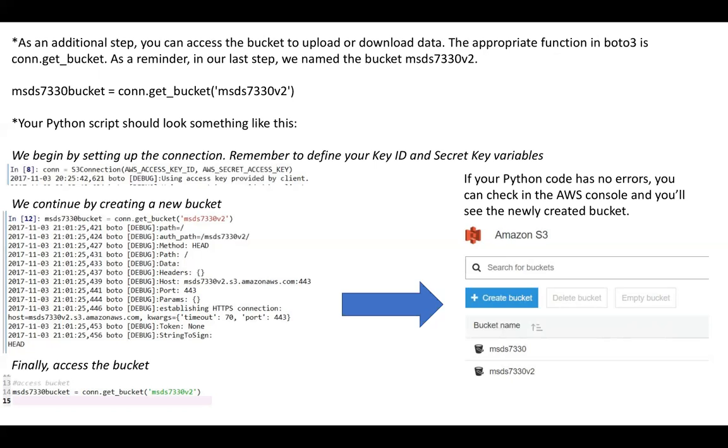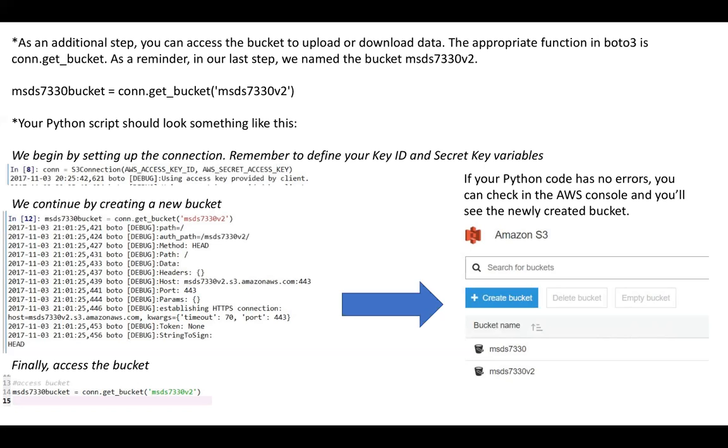I know this may be a bit repetitive, but just to make sure we cover all bases, we will go through it in detail. We begin by setting up the connection. Remember to define your key ID and secret key variables. If you look at the script below, we can see how that will look from the previous slides, what the actual Python script will be.